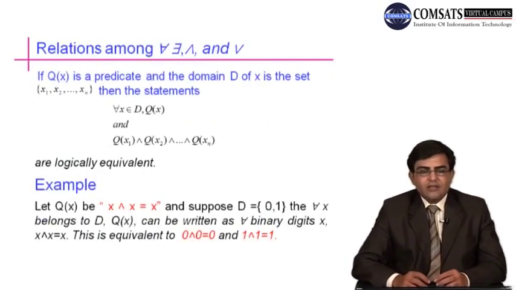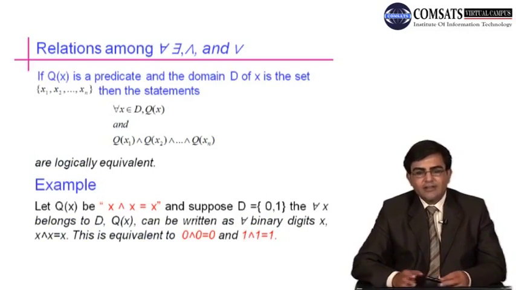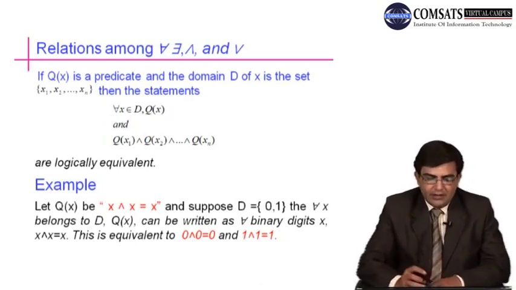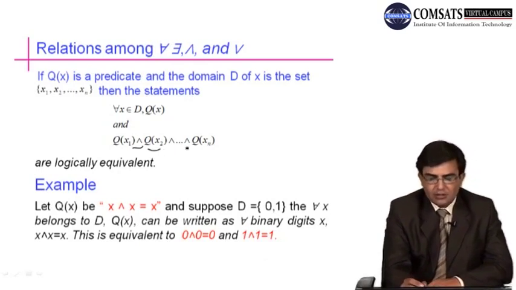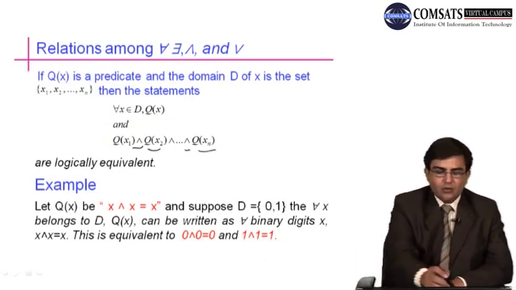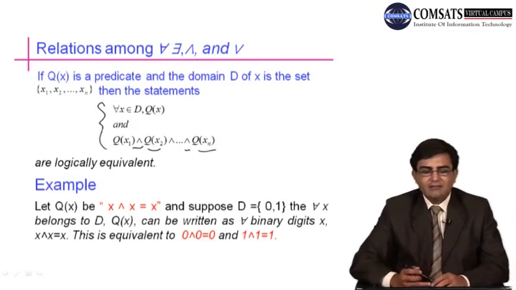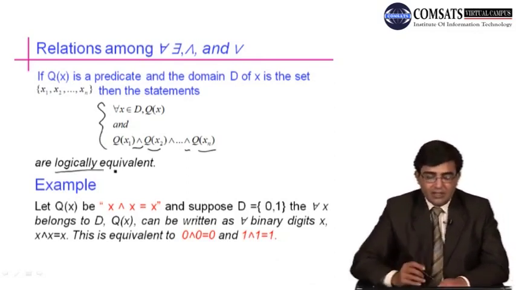Now we shall discuss the relation among for all, there exists, and, and or. If q of x is a predicate and the domain D is the set x1, x2, x3 and so on up to xn, then the statement for all x belongs to D, q of x, and the conjunction q of x1 and q of x2 and so on and q of xn are logically equivalent.